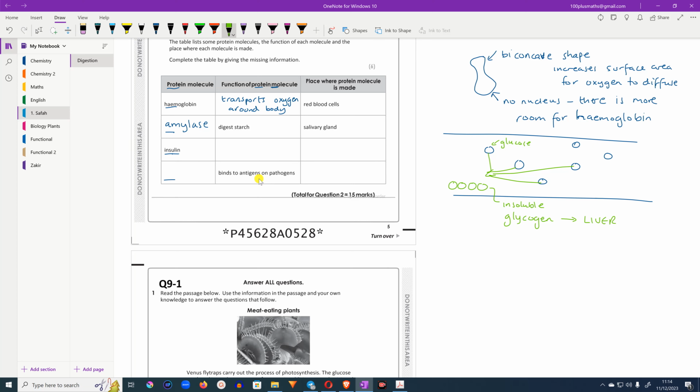Right, okay, so insulin, where is it? So the function is to turn glucose into glycogen. Place where that is made, right? It's made in the pancreas. So remember, in the pancreas, you've not only got insulin, you've also got glucagon.